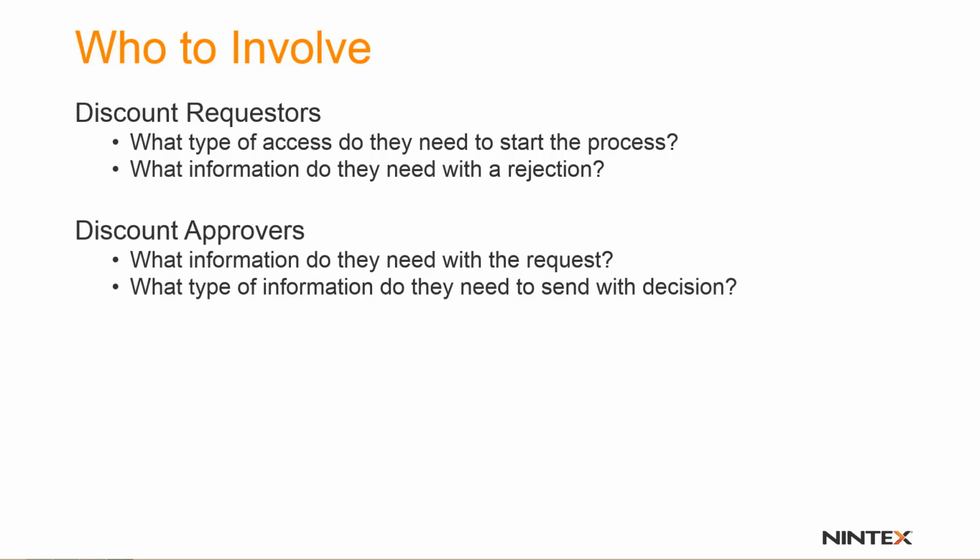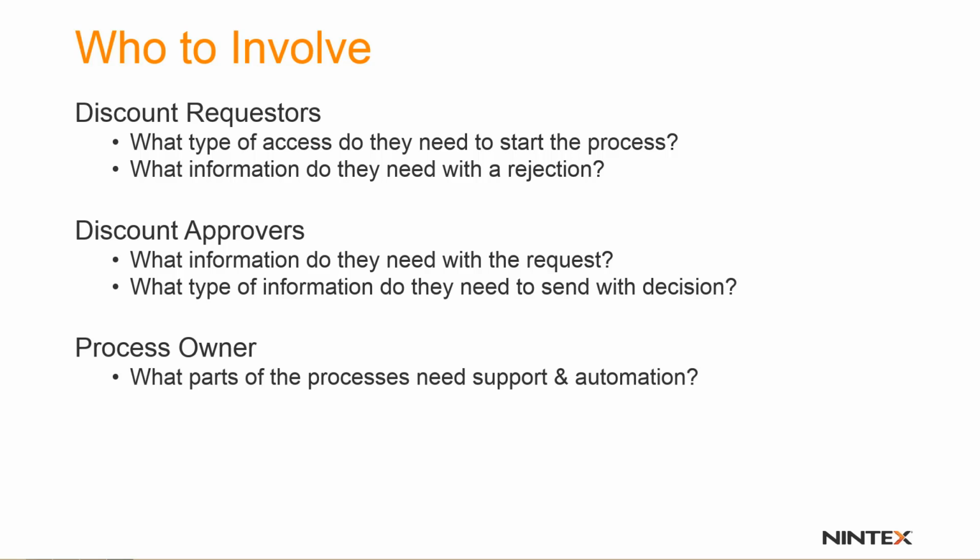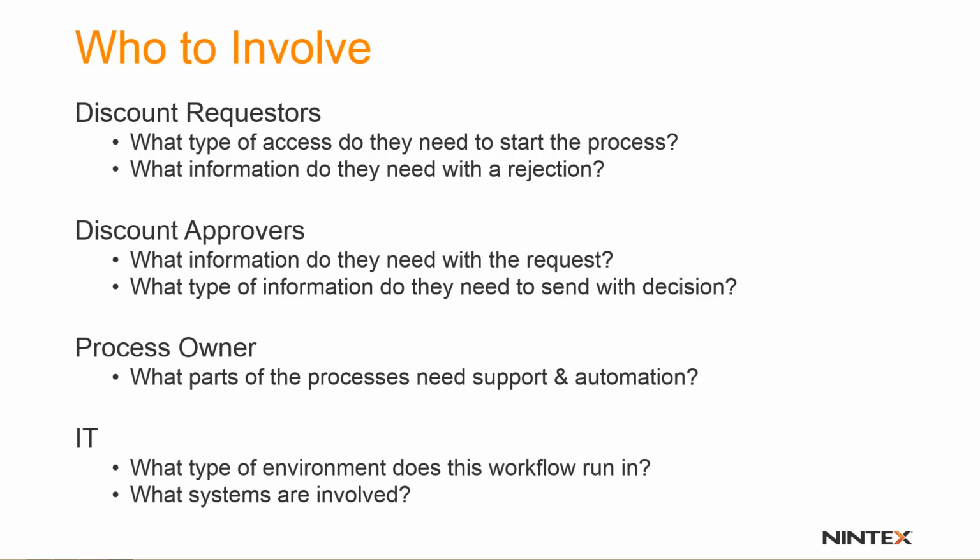The process owner is another critical person to have involved. You need to understand why we're automating this process. Be sure that we are automating the right part of the process. And finally, IT. It's their systems. Do they understand what will happen, what the impacts are, and do you have their approval to go ahead and make this happen? So let's talk about the sales discount approval template and what it's really set up to do.